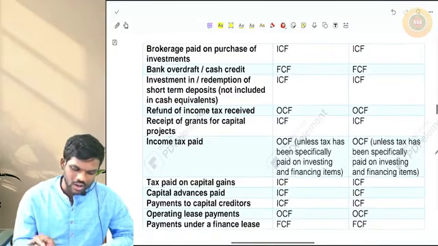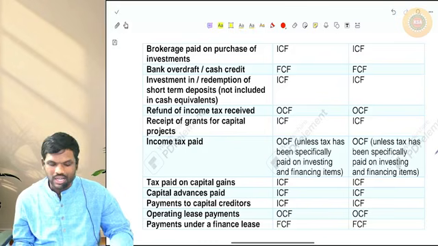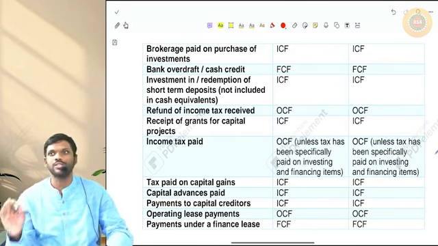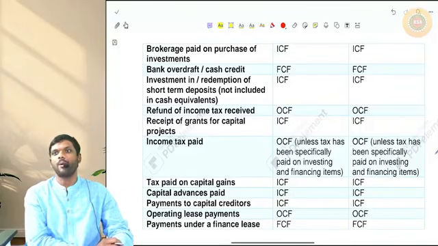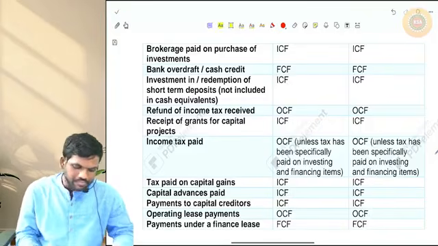Remember, don't think it is very long. It is covering almost all the adjustments given in all the ICA questions, that is why it's quite long. So once you're very thorough with that, in most of the ICA questions you should be able to identify which is operating, which is investing, and which is financing. That guarantee I can give you.